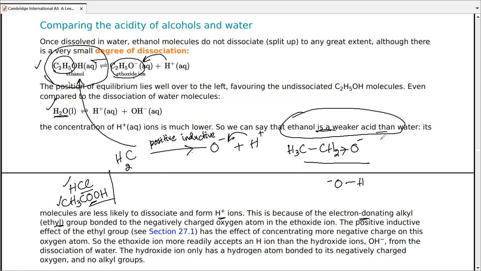And that is due to no electron donating alkyl group attached in water to have a positive inductive effect, hence a better acid. Which means, keep in mind, every time you have more electron donating groups attached to an ion, in that case, the acceptance of a proton would be made easier.